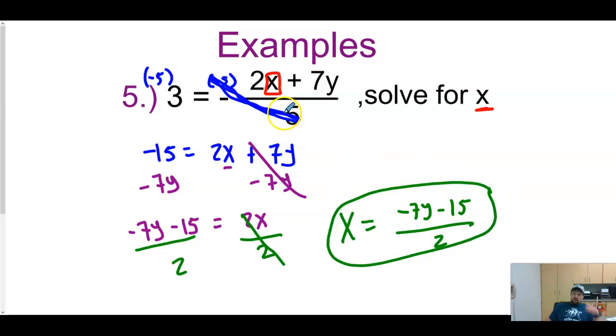So the trick to that whole problem is you had to times by -5 first, because your x was inside this fraction, or big division problem.